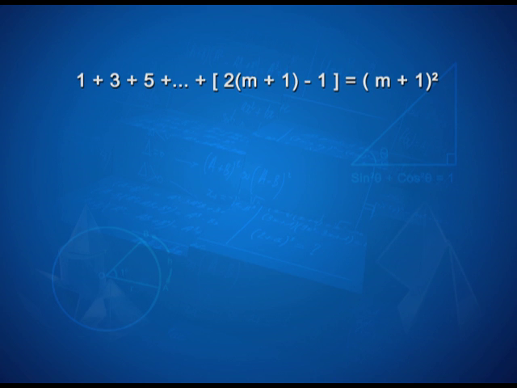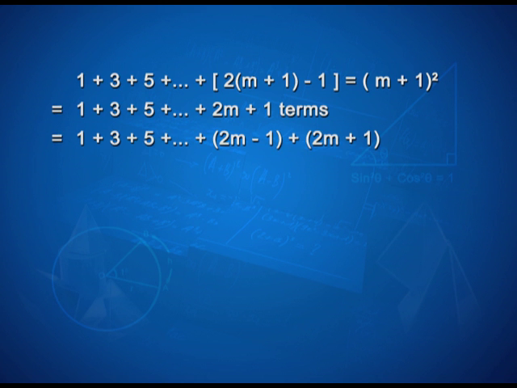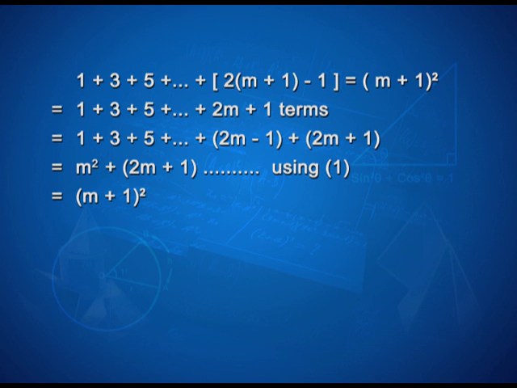What is to be proved is 1 plus 3 plus 5 plus up to 2m plus 1 terms. That can be rewritten as 1 plus 3 plus 5 plus 2m minus 1 plus 2m plus 1. Using the first equation, we can rewrite this as m square plus 2m plus 1. This is an expansion of a binomial and we could write it as m plus 1 whole square.